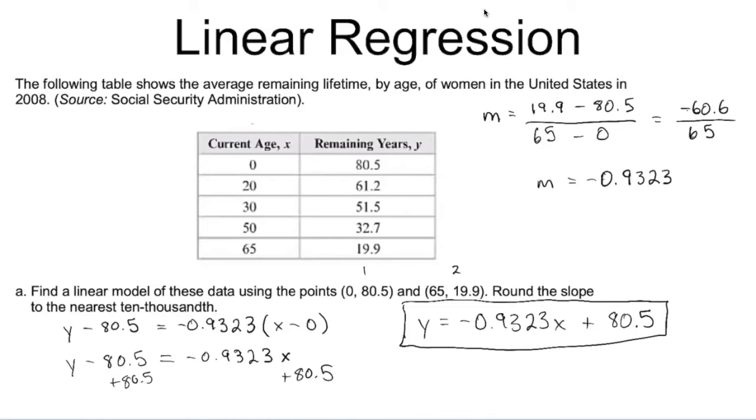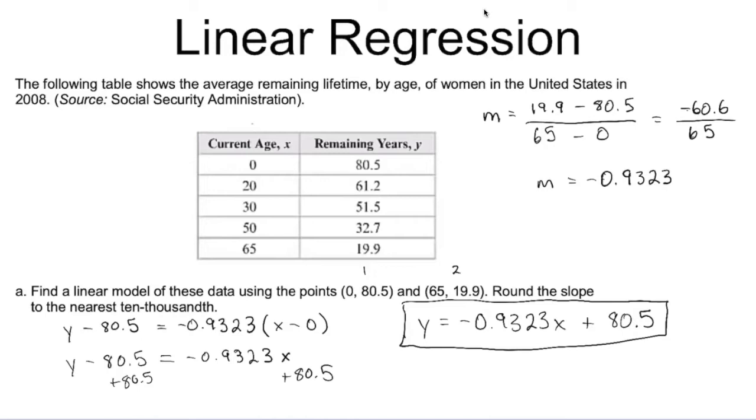negative 0.9323, which indicates that as one ages, their remaining years are decreasing, which makes sense because it's not like your remaining years are going to increase as you age. Your remaining years is going to decrease as you age.